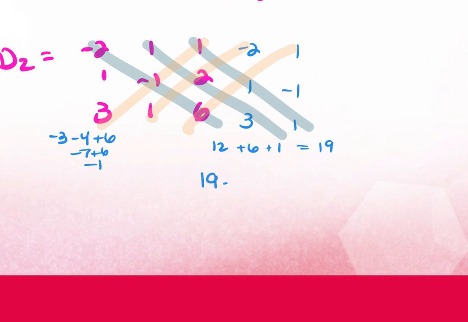And the last one, negative 2, 1, 3, 1, negative 1, 1. Multiply down the diagonals this way. Positive 12 plus 6 plus 1, 19. Come back the other way. Negative 3 minus 4 plus 6, negative 1. 19 minus a negative 1 is 20.